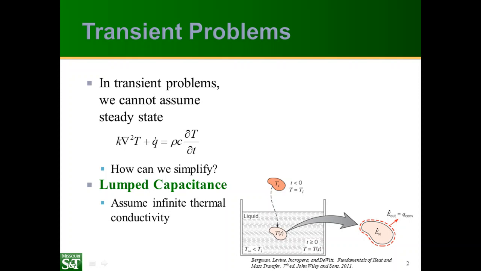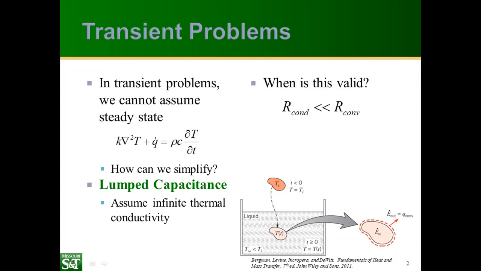So we're going to assume that thermal conductivity is basically infinite. If that's the case, we don't have to worry about temperature changes within an object. The temperature is assumed uniform everywhere. So when we do this, we have to ask, when can we make this assumption? And we can make this assumption when the conduction resistance is much less than the convection resistance.